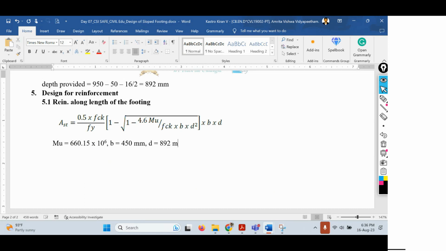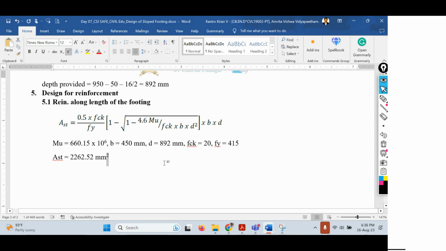So we have just solved it here. So D equals to 892 mm, and the value of FCK, that is grade of concrete, is 20, and Fy value is 415. Right. So from this we can get the value of AST, that is area of steel. So therefore, area of steel equals to 2262.52 mm square. That's the area of steel. So you can call this as the design requirement. Right. So this is the AST value.